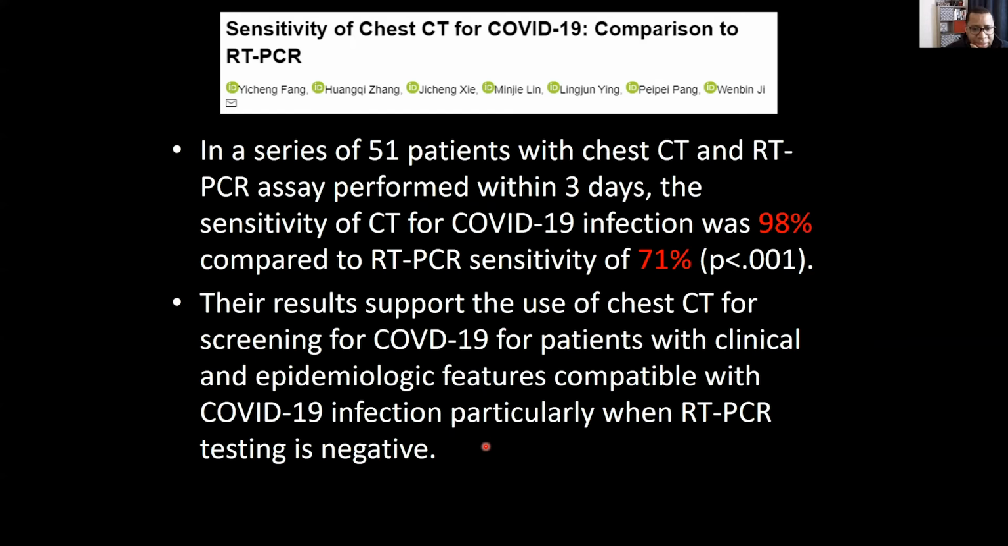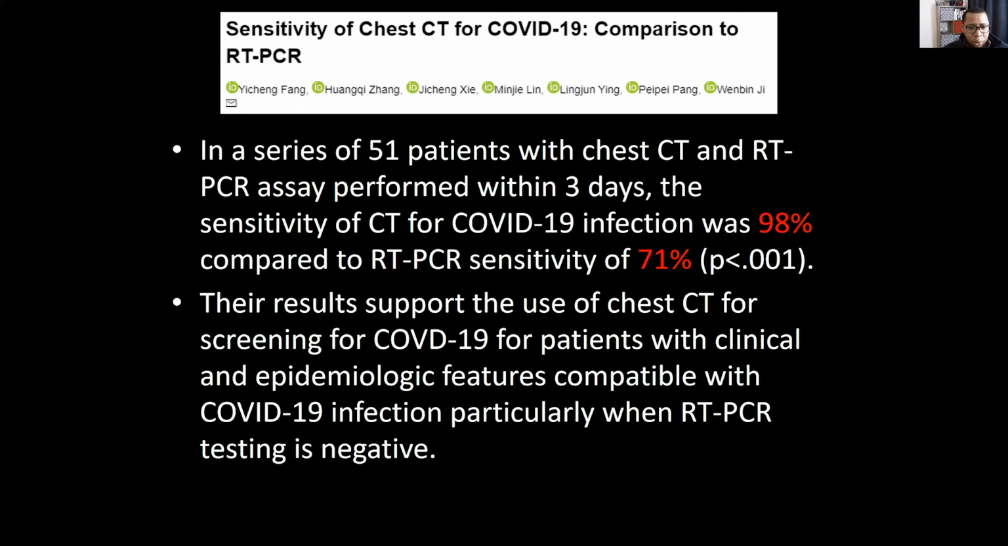a lot of the data that came out early on during COVID was from China due to the increased prevalence. So a lot of folks were using chest CTs for COVID-19 due to the fact that PCR tests were not as available at the time. So there were a lot of studies because there were a lot of patients being scanned with chest CT.